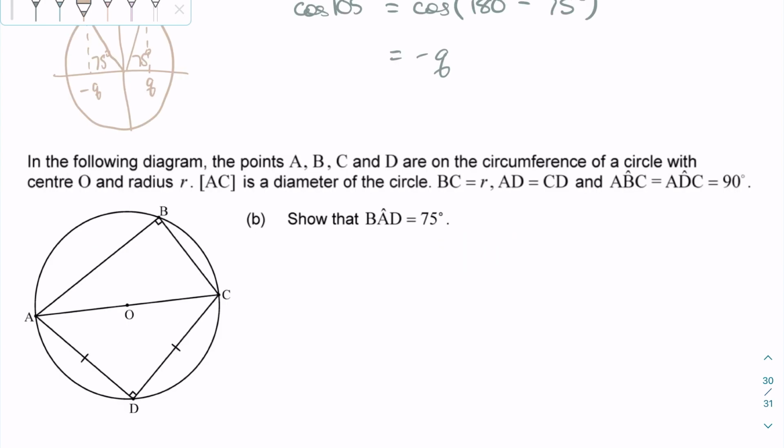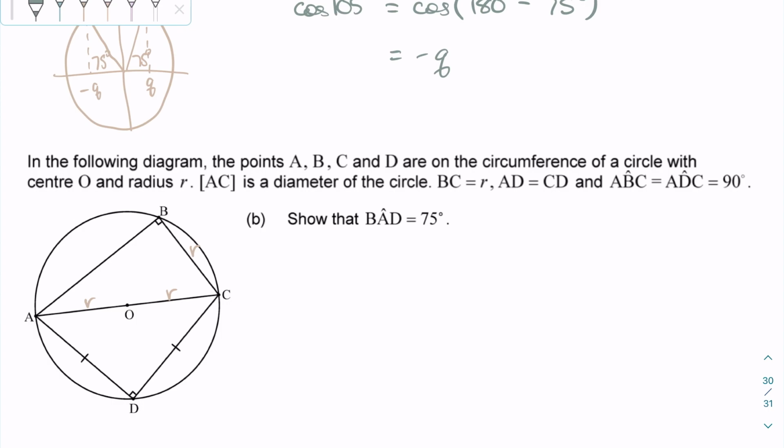Quadrilateral ABCD is inscribed in a circle with radius r and circumference AC. BC is also of length r, AD equals CD, and the angles D and B are right angles. Part B asks to show that the angle BAD is 75 degrees.